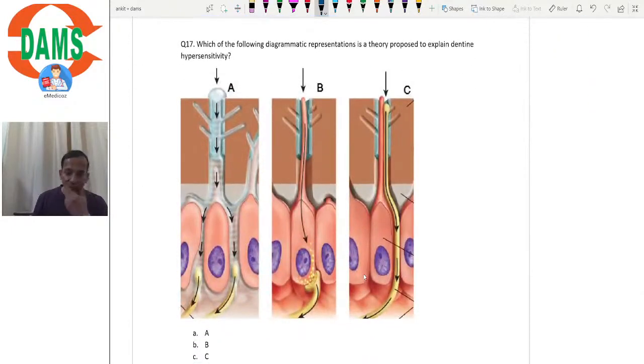Next is, which of the following diagrammatic representations is a theory proposed to explain dentine hypersensitivity? Clear? So what does the question ask? It asks about which of the following represents a theory which is proposed to explain dentine hypersensitivity. Now let's take a look at the first diagram. What we can see here is there is liquid, isn't it? There is liquid filled in the tubule and arrows represent the outward force or any irritation, chemical, mechanical, whatever it is, right? So this stimulus travels through the fluid, causes movement of the fluid and is perceived by the neurons.